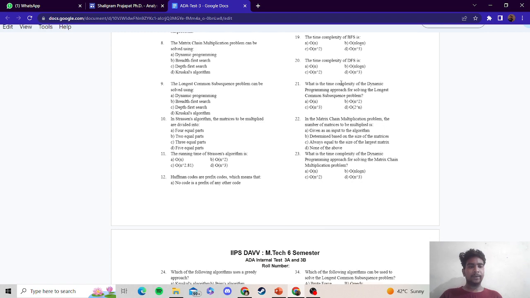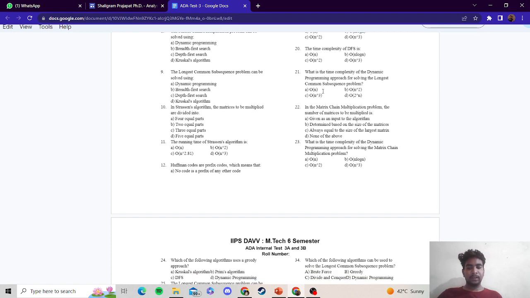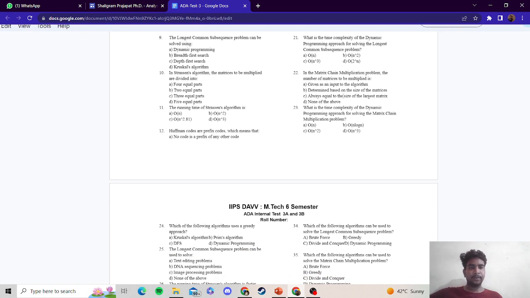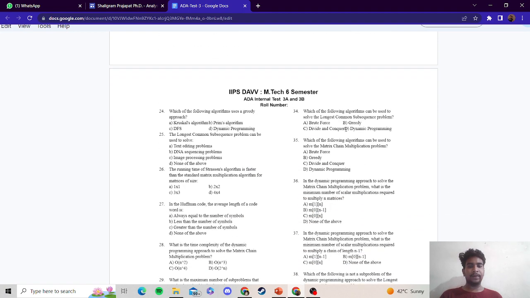Question number 21. The time complexity of the dynamic programming approach for solving the longest common subsequence problem. So it will be O of n to the power 2. In the matrix chain multiplication problem, the number of matrices to be multiplied is given as an input to the algorithm. What is the time complexity of the dynamic programming approach for solving the matrix chain multiplication problem? So it will be order of n to the power 3.